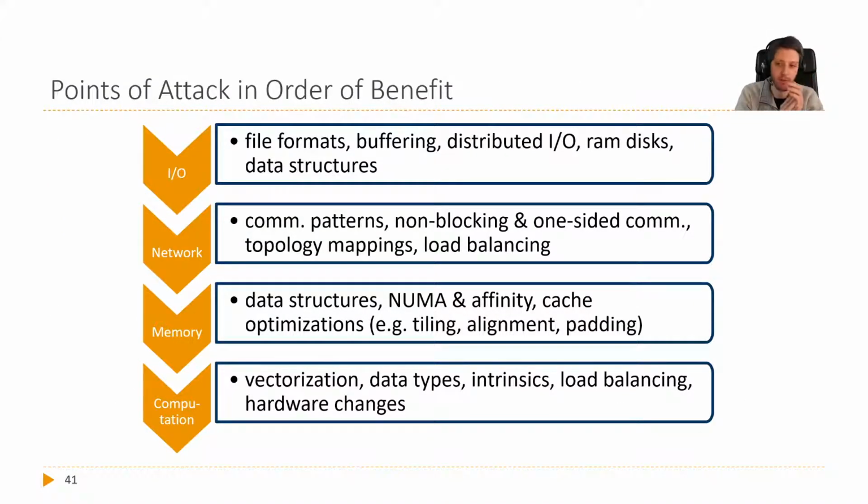Yeah, still not done. I forgot about that slide, but that's an important one. Points of attack in order of benefit. This should be a general guideline on how to debug your program and where to start. First, going from I/O over the network and the memory to the main computation. And this doesn't mean that your performance problems will always be in I/O. This is just sorted according to the latency numbers in modern hardware.